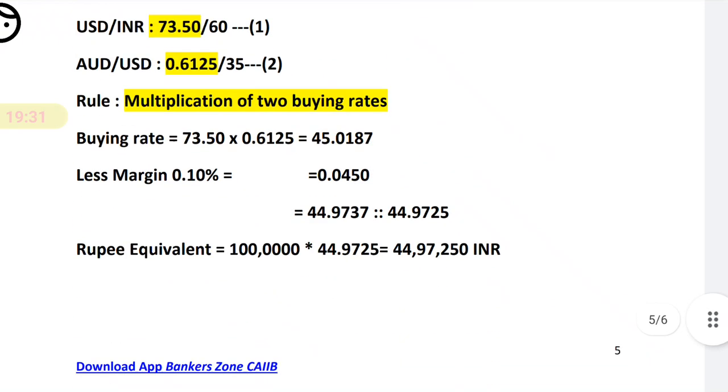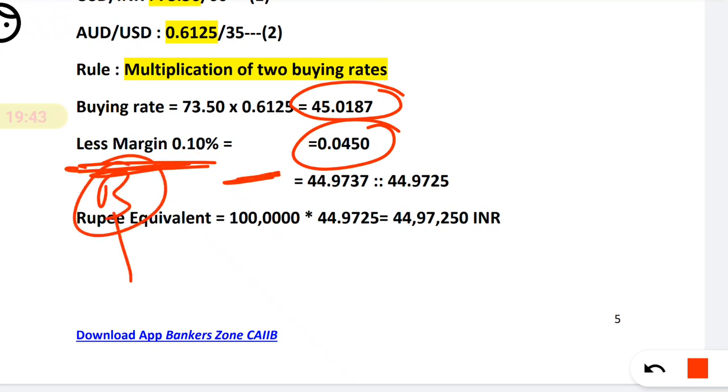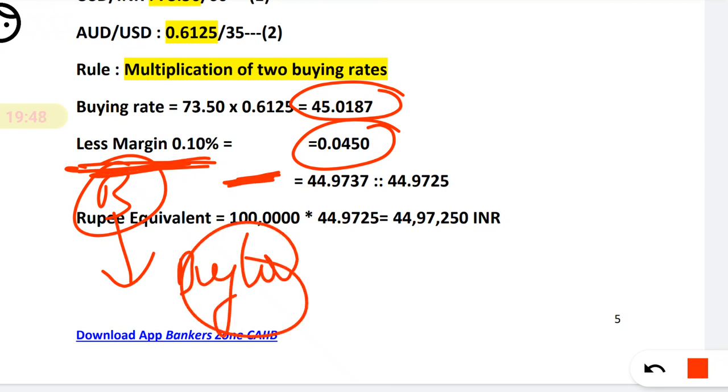Now we have to adjust the margin. The margin for a buying case is 0.1%. So 0.1% of this is 0.0450. You can calculate it orally. Then subtract the margin. Why subtract? Because it is a buying case, and our principle is buy low. That's why we subtract the margin. In a buying case, you always have to subtract the margin. So you will get this.